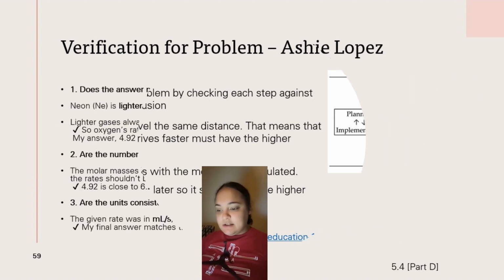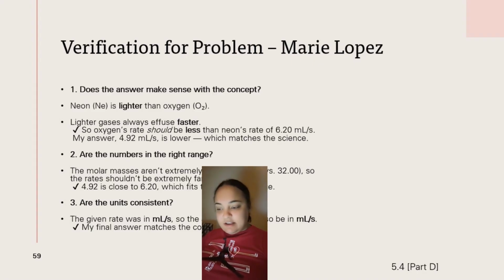Okay, and last but not least, verification for the problem. Does the answer make sense with the concept? As I said before, neon is lighter than oxygen. Lighter gases always diffuse faster, so oxygen's rate should be less than neon's rate. And the numbers are in the right range, and also the units are very consistent.